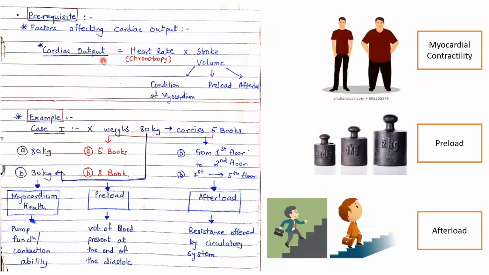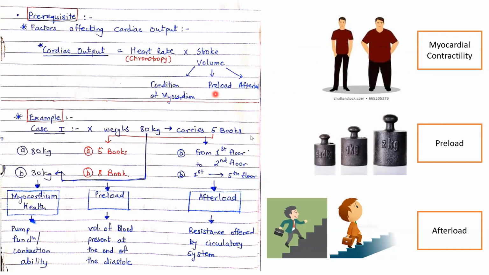Cardiac output is equal to heart rate, that is the rate at which your heart is going to pump. This is related to frequency, and the term is chronotropy, into stroke volume. The stroke volume, the volume which is ejected out with each stroke, is dependent upon three factors. One is the condition of the myocardium, because the more it contracts, the more blood will be pushed. The less it contracts, the less blood will be pushed.